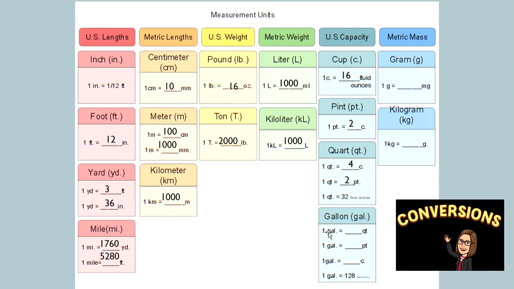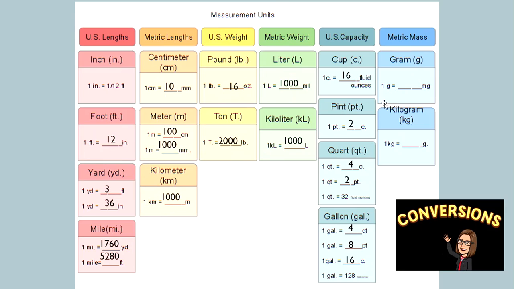So now you have a gallon. A gallon is going to be 4 quarts. A gallon then is going to become 8 pints because 4 times 2 is 8. And 1 gallon is how many cups? That is going to be 16, because 1 pint is 2 cups, so 8 times 2. And then 1 gallon is 128 fluid ounces.